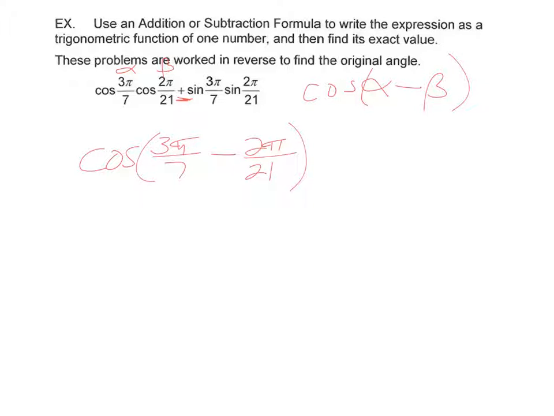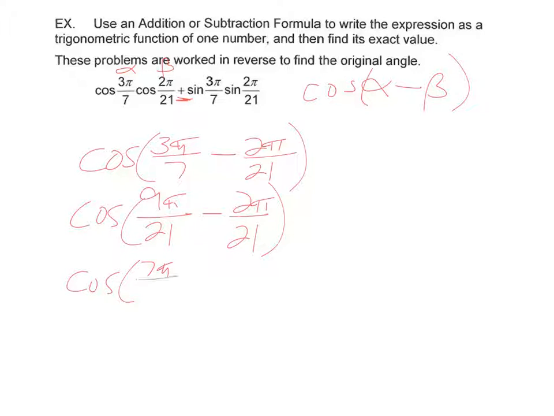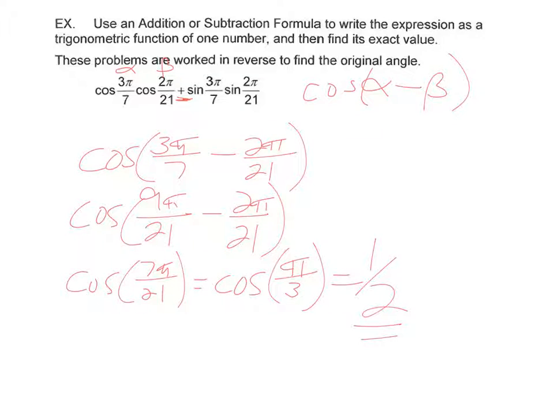Now we want to put those fractions together. The common denominator would be 21, and that would be 9 pi. And you could leave that the same. 9 minus 2 is 7. 7 pi over 21. And then 7 and 21 both divide by 7. We can reduce that down: pi over 3. Now go to the unit circle, look up the cosine of pi over 3, and you get 1/2. And so that's what they wanted us to do there.